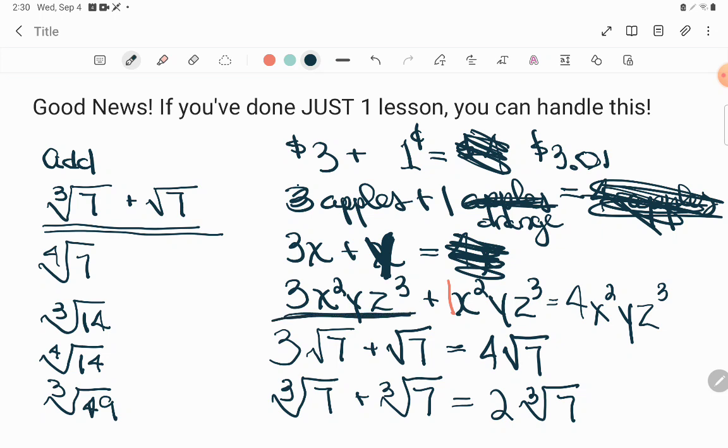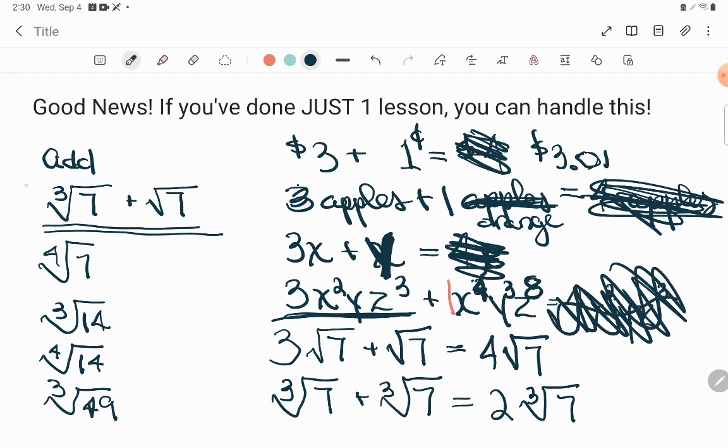And same thing here. If my uglies were two different varieties, like say this one was 3x squared yz cubed and the other one was, I don't know, x to the 4th, y to the 3rd, z to the 8th, doesn't matter. If they don't match perfectly, they can't add.